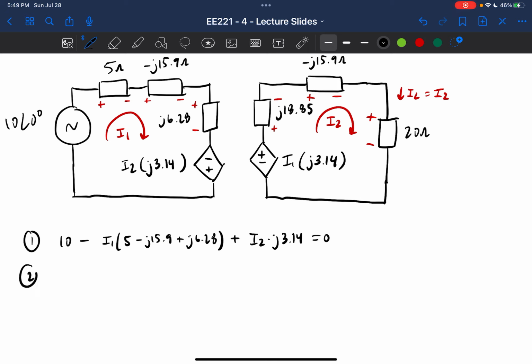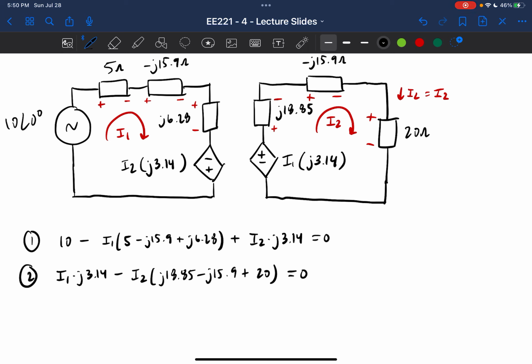Okay, so let's write the expression for the second loop. I'll start here and go this way. I'm going from minus to plus across the voltage source, so I'm going up. So I'm going to write a positive I1 times j3.14. Then I go minus, and again, I've got 3 impedances here: j18.85 minus j15.9, and then a plus 20. And that whole thing is equal to 0.